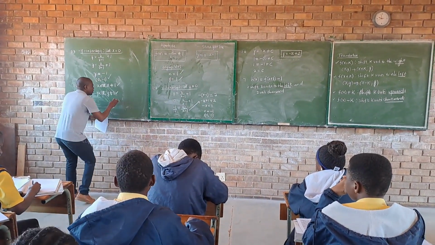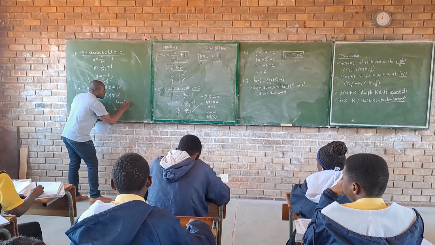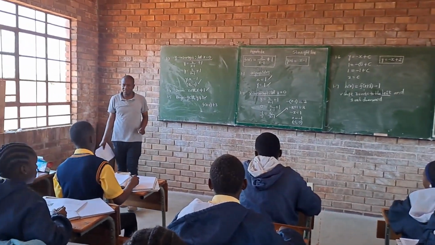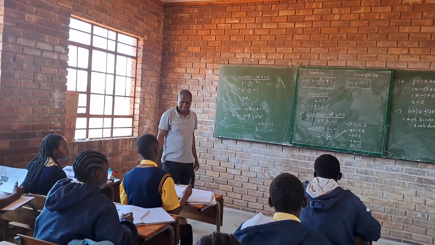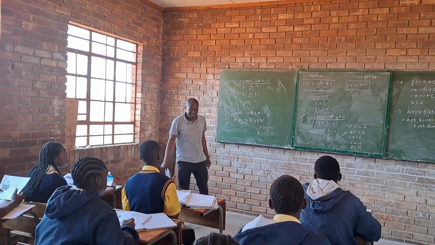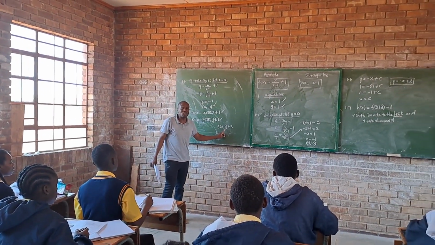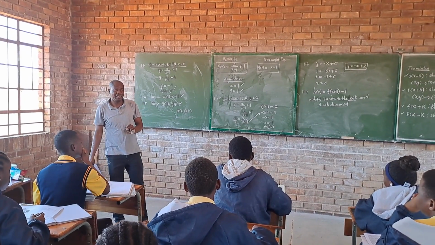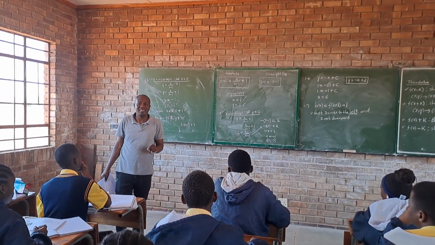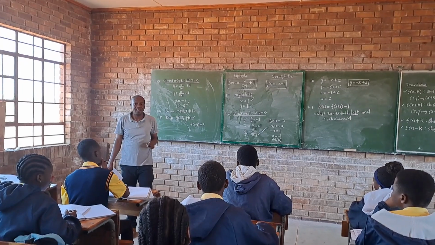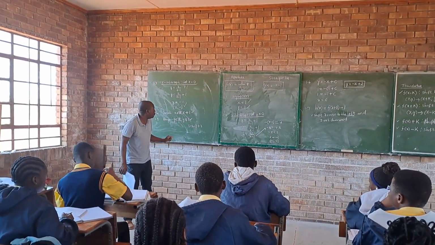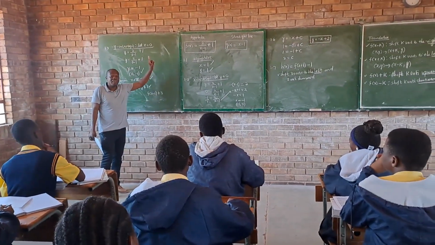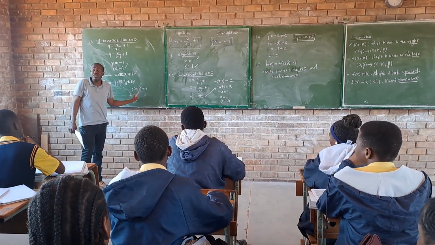Yes. How about if the function was like this? Let's describe the transformation. The graph will shift 1 unit to the left and 3 units upwards. Is it correct? No. What is the mistake? 1 unit to the right. It's supposed to say the graph will shift 1 unit to the right and 3 units upwards.